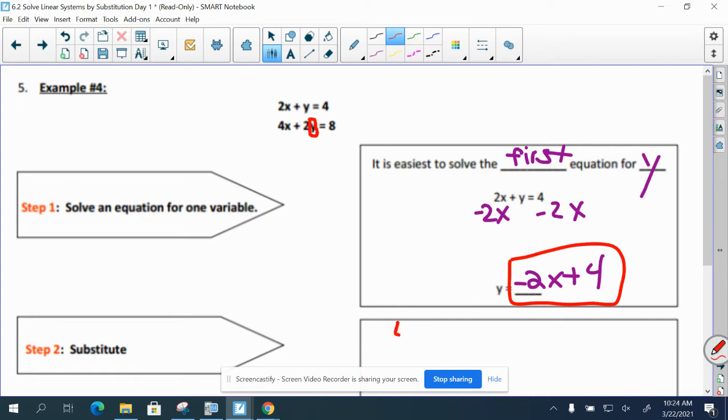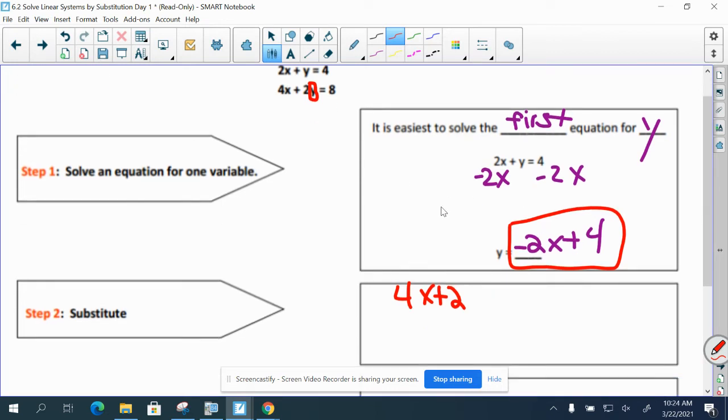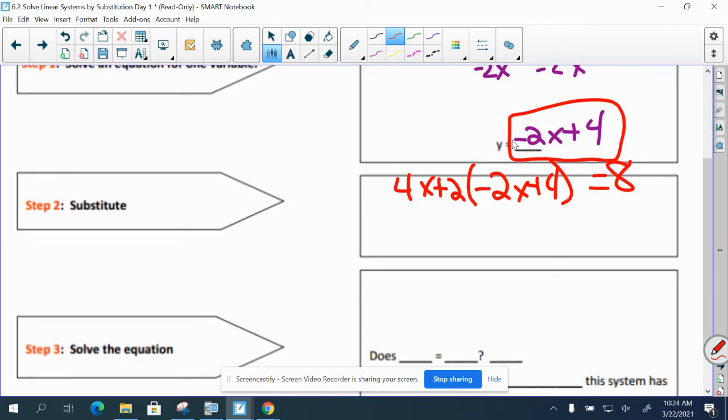So I'm going to write 4x plus 2. And then since this is an expression and not just one term, we have to put it in parentheses. So negative 2x plus 4 is replacing the y variable. Okay, so now we're going to simplify. So distribute the 2. So 4x plus, well, that would make negative 4x.